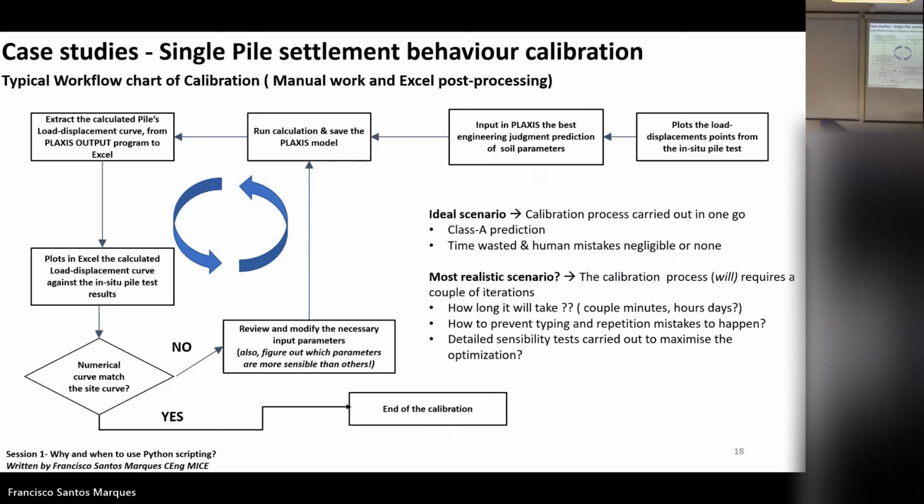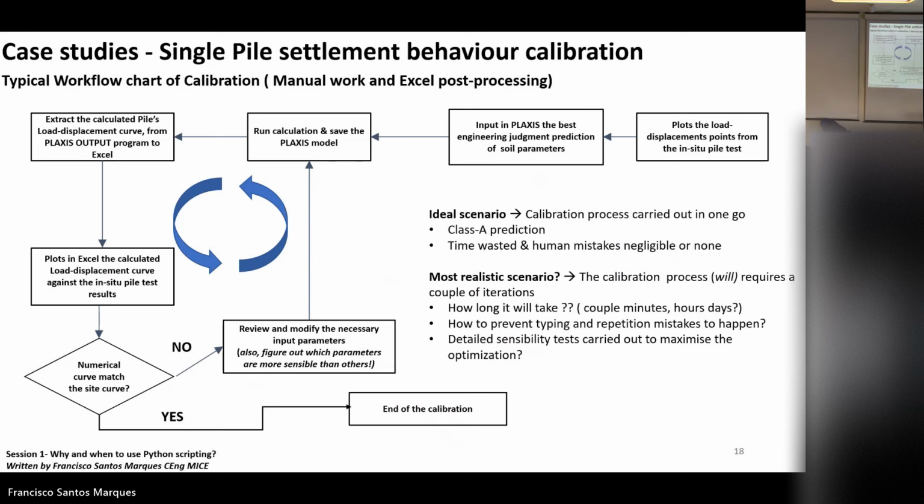The next step will be, okay, I will set up my model. I'll put a best engineering judgment prediction of the soil parameters based on SI, based on past experience, etc. Then I will run the calculation with this set of parameters, right? Then once I run the calculation, I extract the results, plot it in output, plot the load displacement curve in Plaxis, copy paste this to Excel, so I can overlay it with my pile test and see where I am, if I'm getting a good match or not.